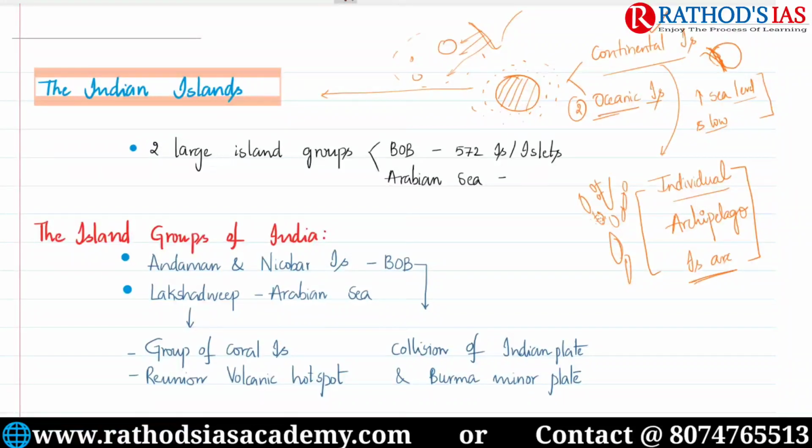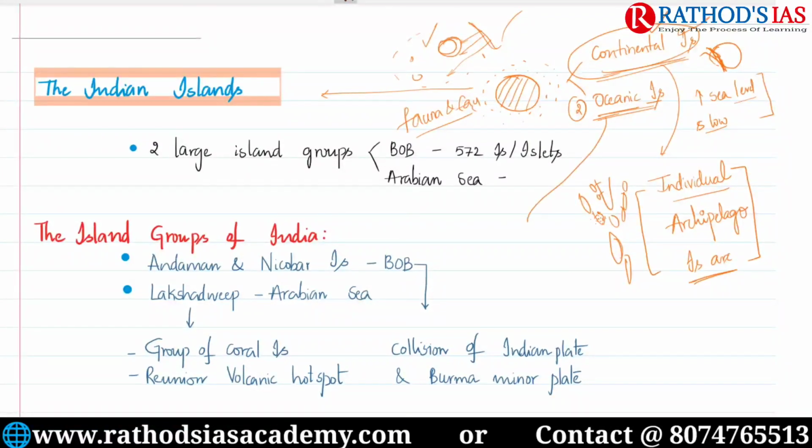One more important difference between continental island and oceanic island is flora and fauna, that is biodiversity. In continental islands, flora and fauna are normally the same, but in oceanic islands, flora and fauna are different. Oceanic islands are also sparsely populated, less populated. These are some important differences between continental islands and oceanic islands.